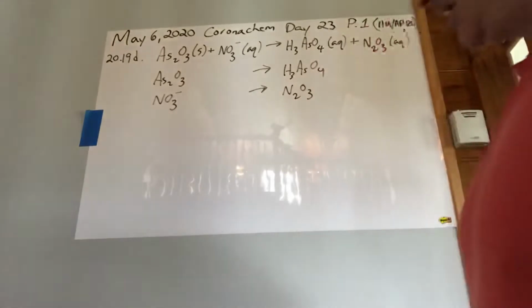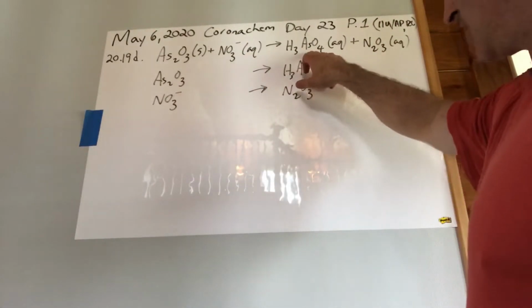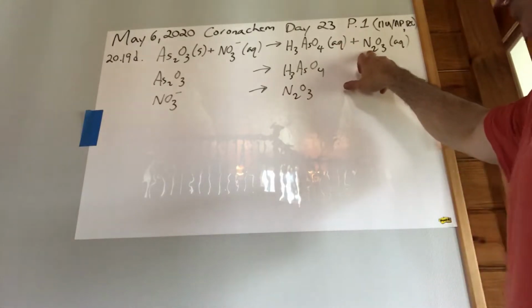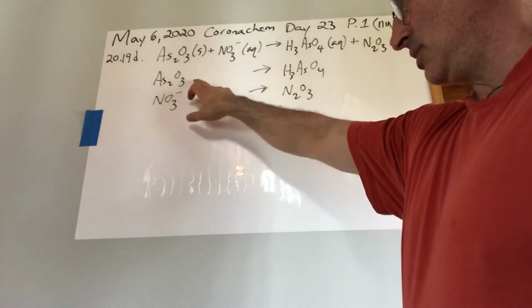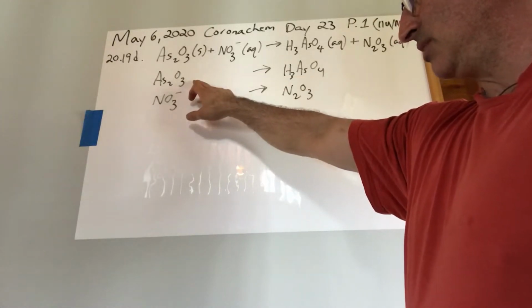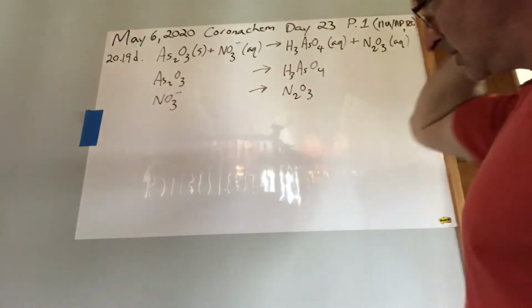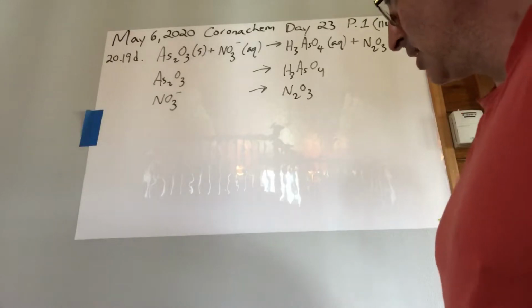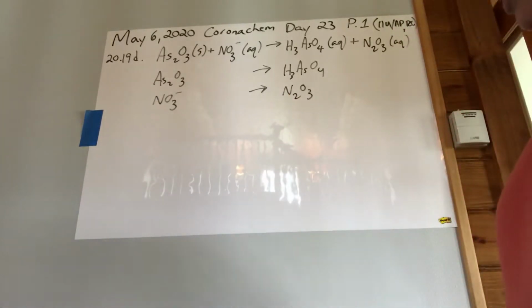So we have As2O3 reacting with nitrate to give you, I guess that's called arsenic acid and dinitrogen trioxide. I first isolated the two half reactions. So the As2O3, diarsenic trioxide turning into arsenic acid, and the nitrate turning into dinitrogen trioxide.